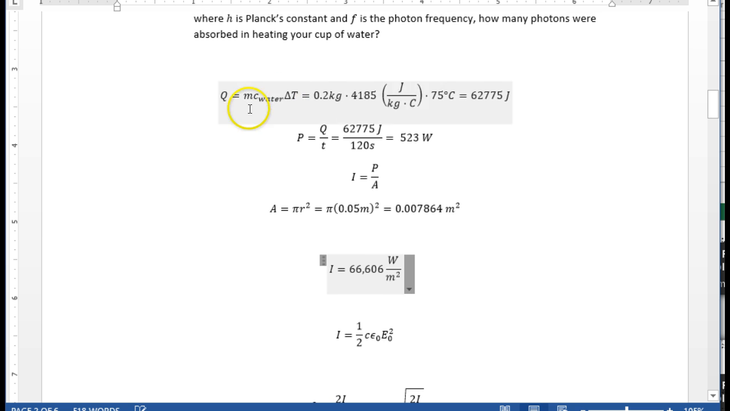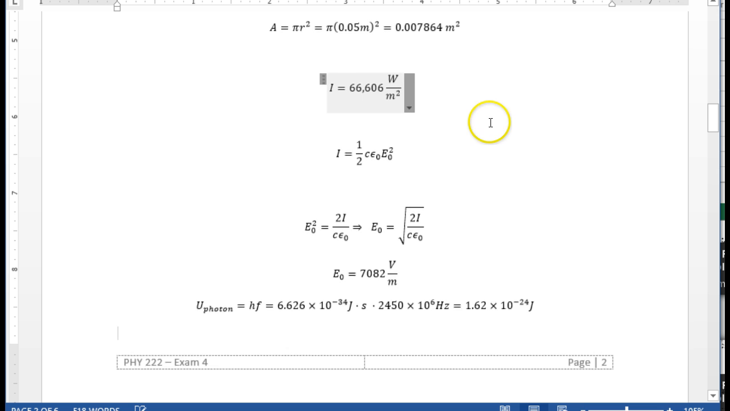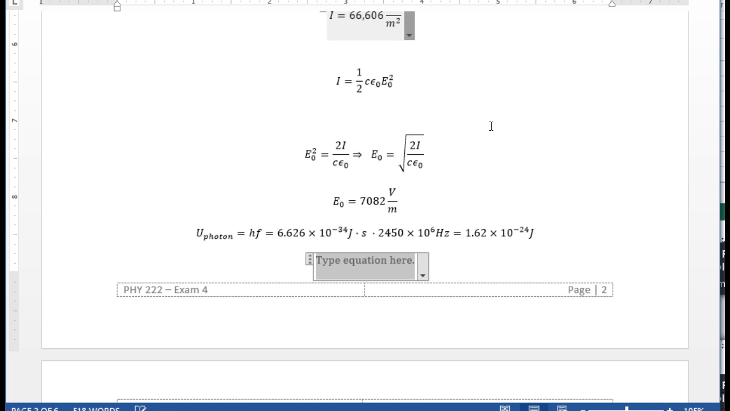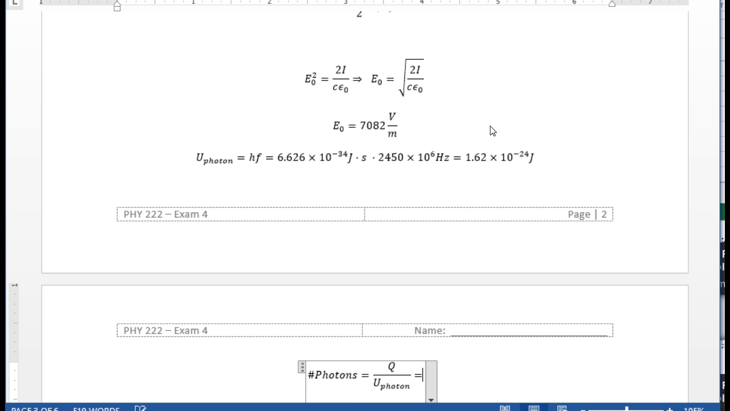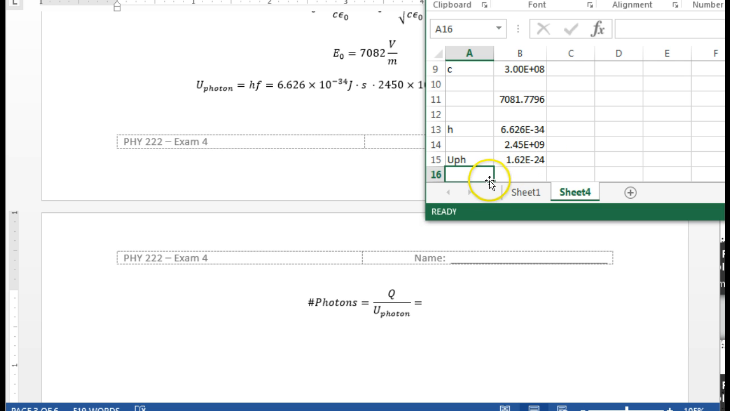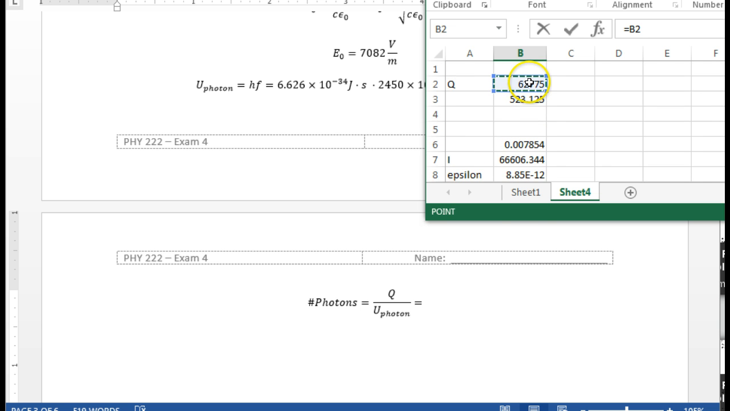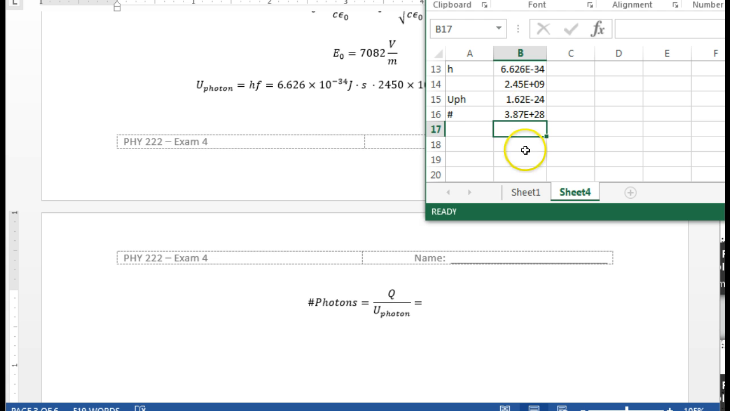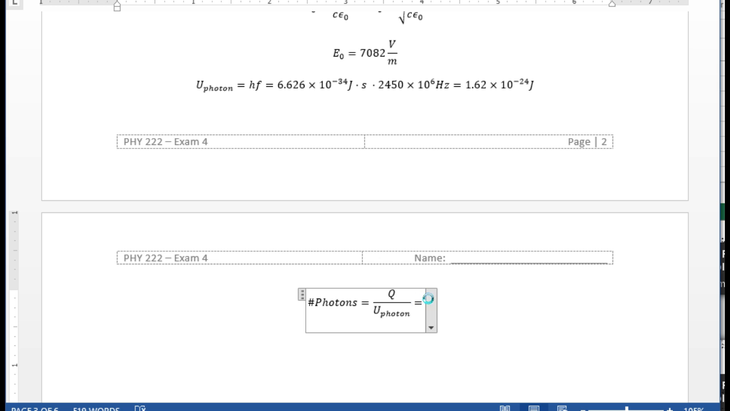Now we have total energy, 62,775 joules. So the number of photons, right? Number of photons is Q divided by E photon. Does that make sense? Number of photons is total energy divided by the energy per photon. So number is going to be total energy, which is Q up here, divided by the energy per photon. So 3.87 times 10 to the 28th photons. It's a lot of photons. And there you go. That's the answer to problem 2.